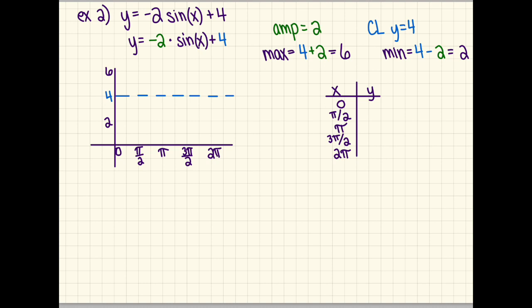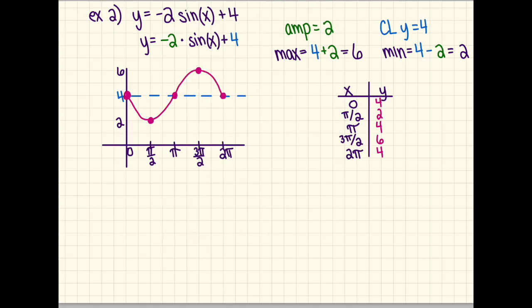So I'm going to use that information to set up my xy axis. Again, I haven't done anything to the x-axis. And then when we label our y-axis, make sure you go all the way up to 6. And we're going to draw in a dotted line at the center line y equals 4.